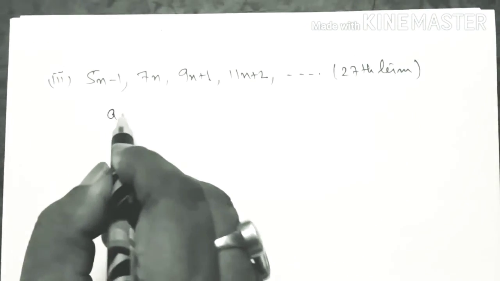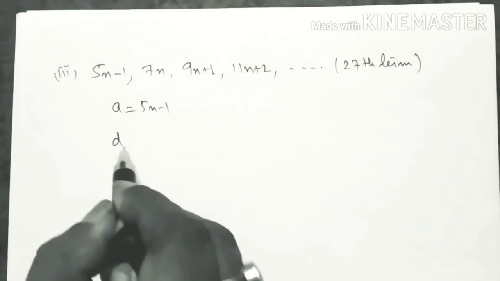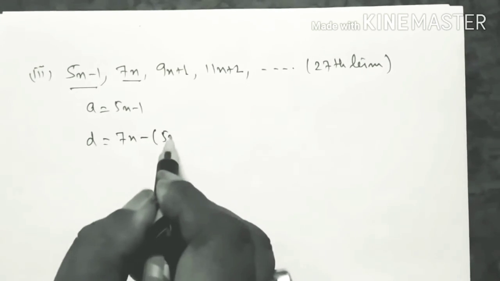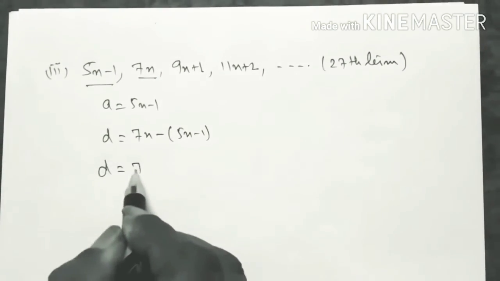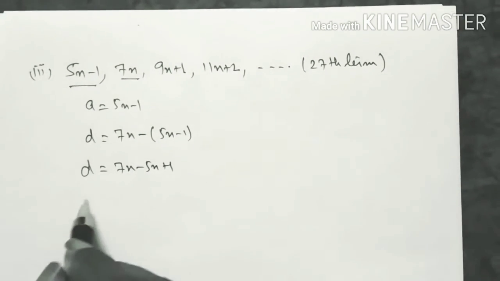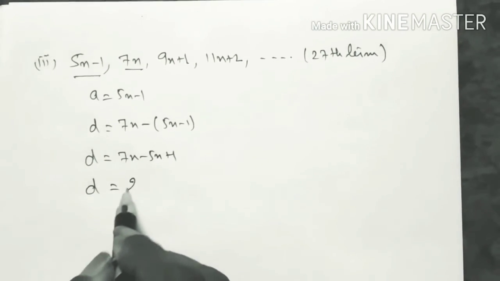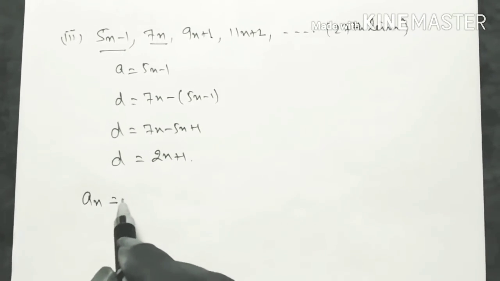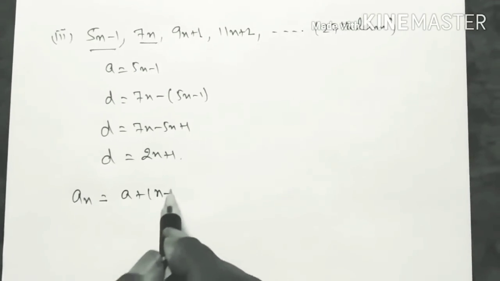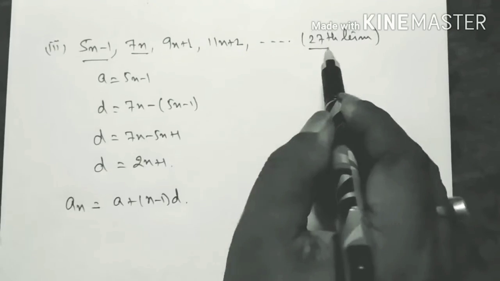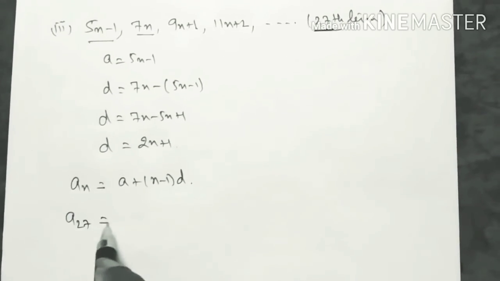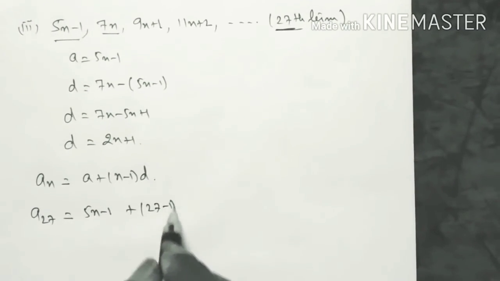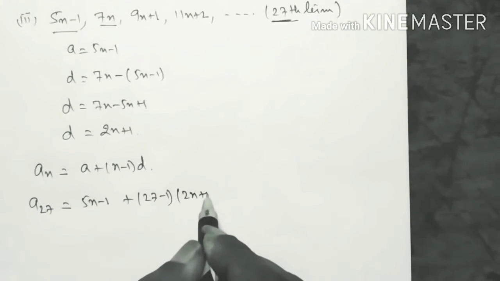First, your a is 5n minus 1, and your d is the second term minus the first term, that is 7n minus bracket 5n minus 1. So d is equal to 7n minus 5n plus 1. So d is equal to 2n plus 1. This is your d. Now your nth term an formula is a plus n minus 1 into d. We have to find the 27th term, therefore a27 is equal to a, which is 5n minus 1, plus 27 minus 1, and your d is 2n plus 1.